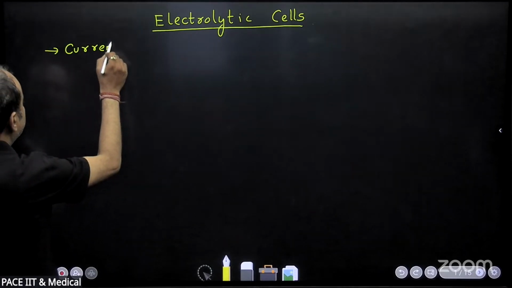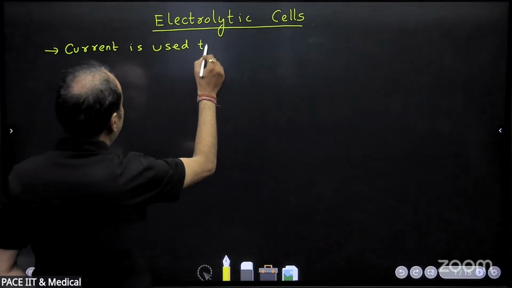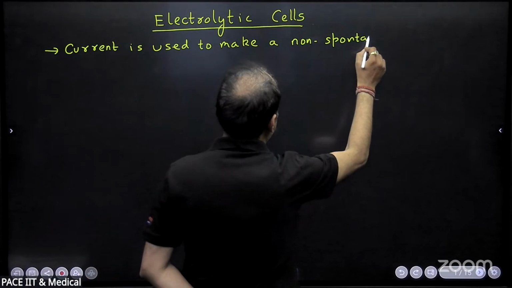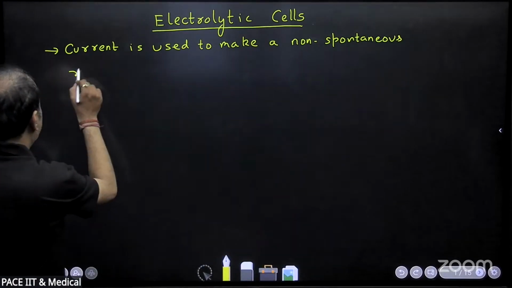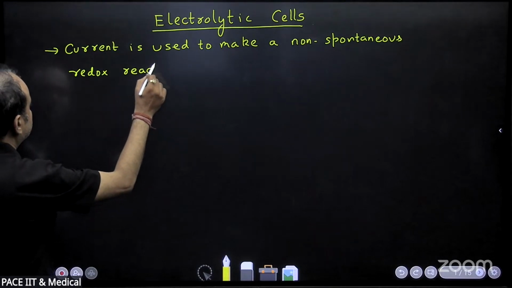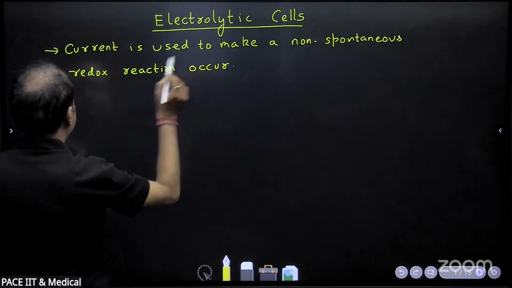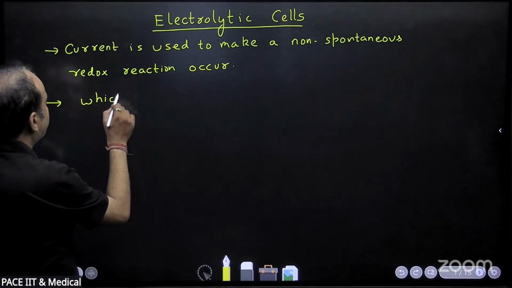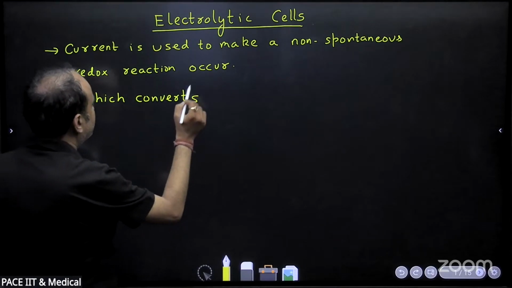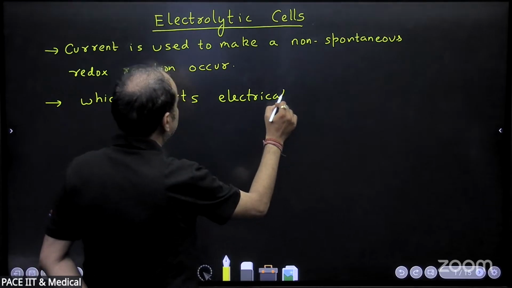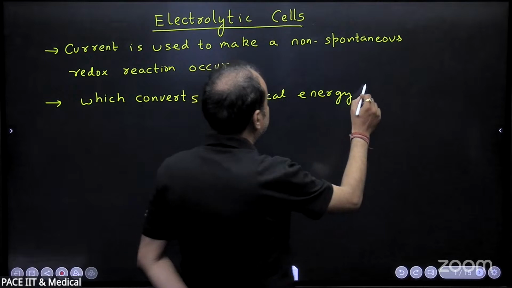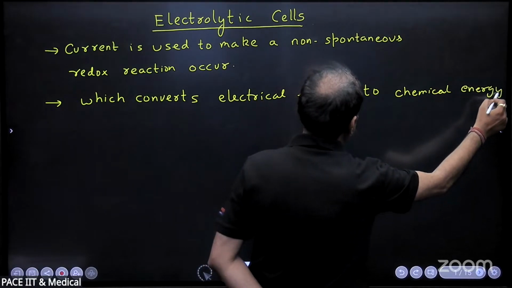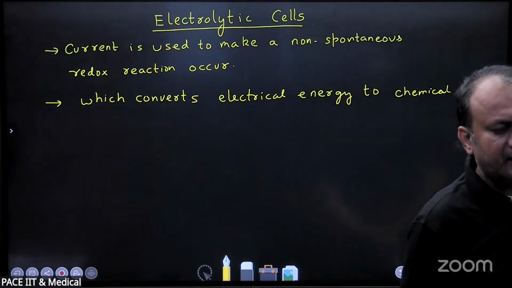So in an electrolytic cell, current is used to make a non-spontaneous redox reaction occur. And also we can say an electrolytic cell is a device which converts electrical energy to chemical energy. So this is how an electrolytic cell is going to be defined.